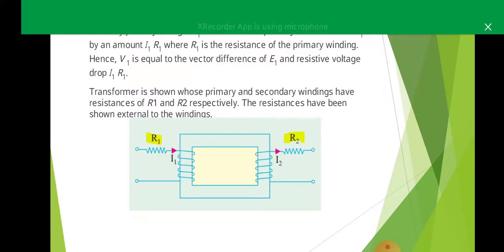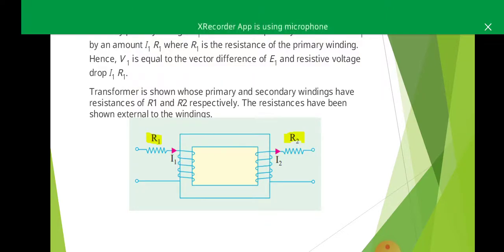Similarly, on the primary side, there is a voltage drop I1 R1, where R1 is the resistance of the primary winding. Hence, V1 is equal to the vector difference of E1 and the resistive voltage drop I1 R1. So, there is a voltage drop in the primary as well as the secondary.